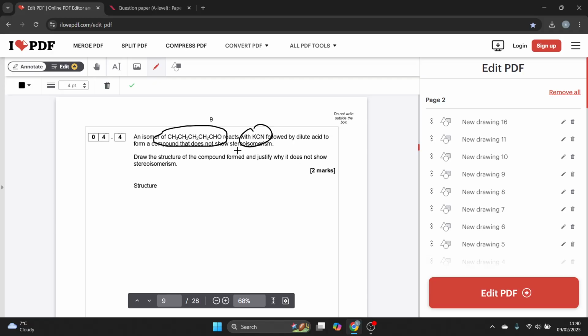So what is this mechanism? An aldehyde with KCN. Alright, obviously it's going to be nucleophilic addition. But how would the mechanism go? That's what I'm trying to figure out. I'm going to check back in the textbook. Nucleophilic addition.